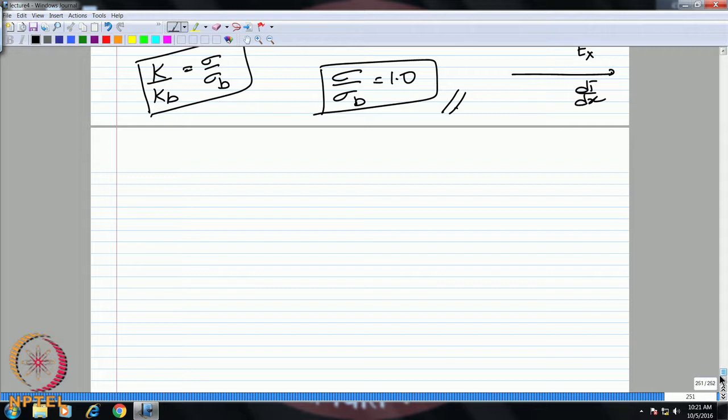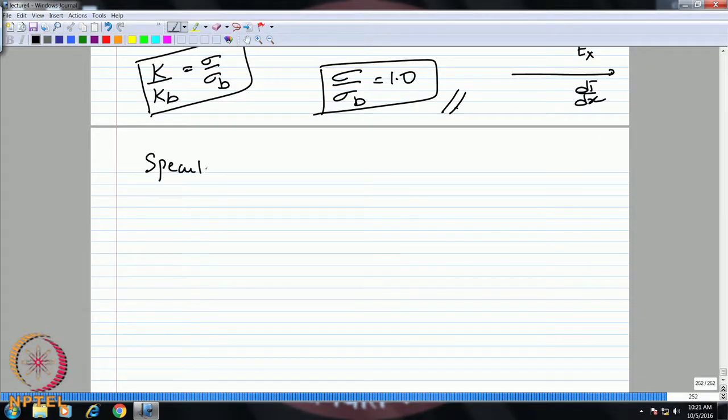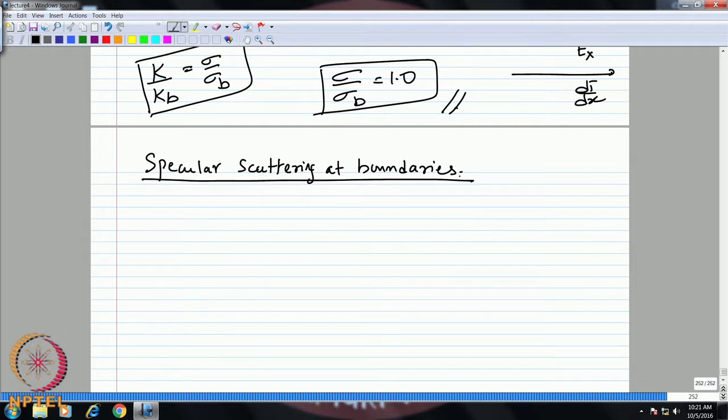Right. So, this is the case for transport parallel to the films, and also with a diffuse boundary condition, diffuse scattering at the boundaries. What happens when you have specular scattering at the boundaries? The general solution in terms of C1 and C2 is still going to remain the same, that is not going to change, only now we have to apply the specular boundary conditions to determine the constants.